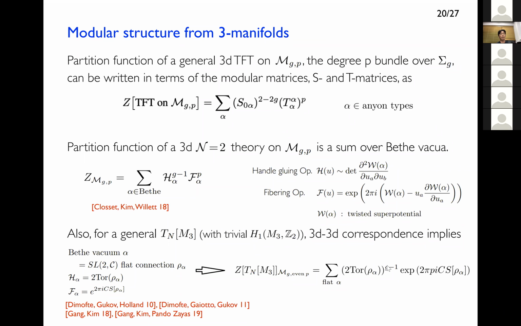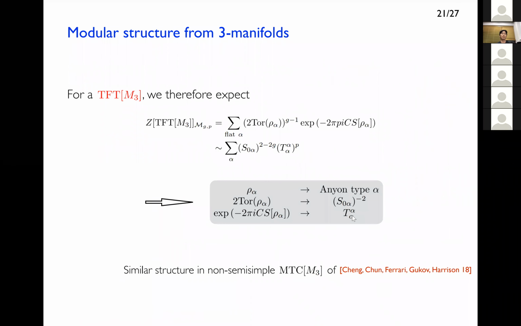Okay. And by comparing the partition function for the general 3D TFT on this manifold with this partition function of T over M3, actually we can find the map between the topological invariants of the three manifold and S and T matrices. Therefore, for TFT of M3, we can derive the following map between three manifold invariants of M3 and modular data in the 3D TFT. The first one is the irreducible flat connection, which is mapped to the anyon type, as we discussed. And the torsion in the three manifold is mapped to the S0 alpha component of the S matrix. And the classical Chern-Simons action is mapped to the T matrix.